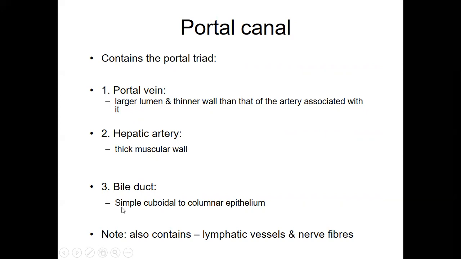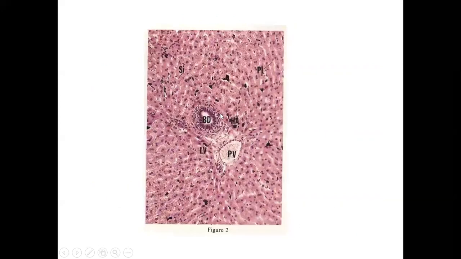But the bile duct is lined by simple cuboidal to columnar epithelium. And the other thing that you have to remember, the portal canal also contains lymphatic vessels and also nerve fibers. Okay, so from this picture you can see here, this is the portal canal, which contains the portal triad. We have the bile duct here, lined by cuboidal or columnar epithelium. And we have the PV here, the portal vein. You can see the portal vein has a larger lumen and thin wall, compared to the hepatic artery, which has a smaller lumen and a thick muscular wall.